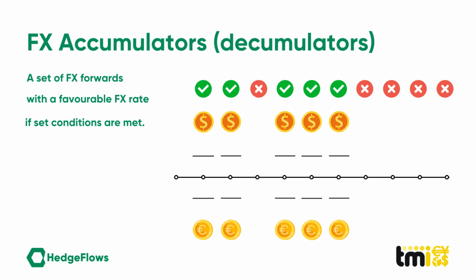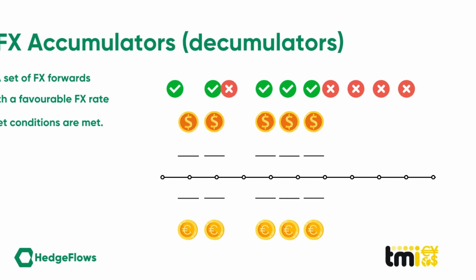Many accumulators come with a knockout level. If the currency pair's rate moves unfavorably past this level, the contract is terminated.